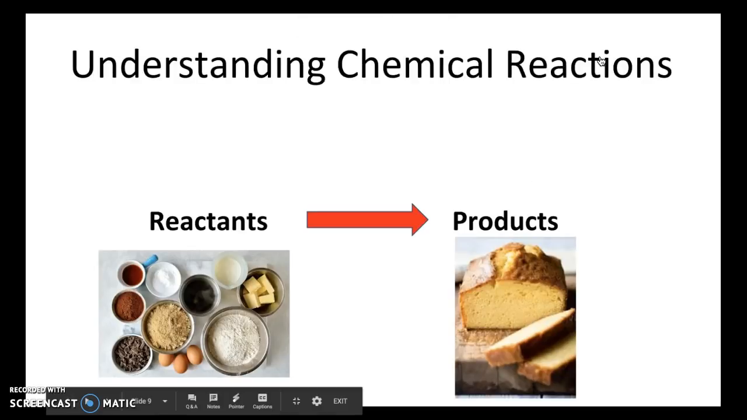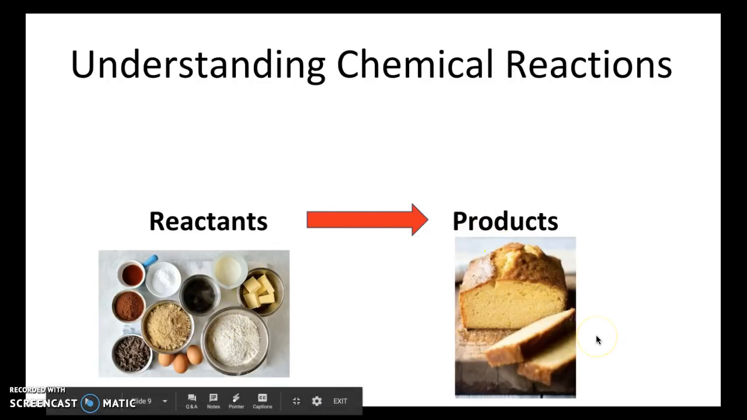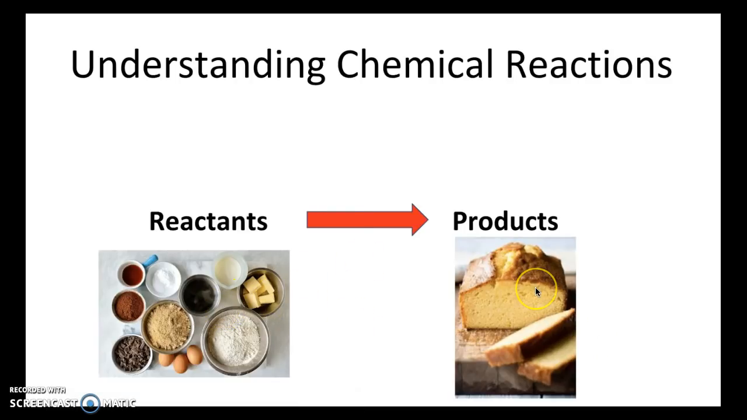So in Part 1, we learned what a chemical reaction is. We said a chemical reaction is a process where you mix reactants together and they produce different substances called products. An example of that are the ingredients for a cake. That's what you're starting off with. Those are your reactants. And the cake, which is what you make, that will be your product. And as you can see, it's changed because these ingredients are not the same exact thing as the cake.